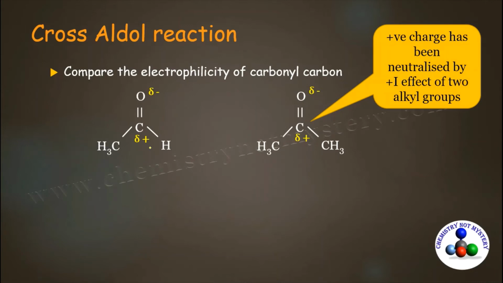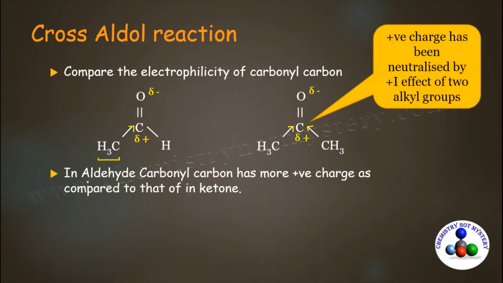They both have carbonyl carbon, and due to the polarity in carbonyl group, carbonyl carbon is partly positive. In aldehyde, there is one alkyl group. It donates electron density through plus I effect. That's how it reduces some amount of positive charge over carbonyl carbon. In case of ketone, there are two alkyl groups that donate electron density through plus I effect. So in case of ketone, positive charge has been neutralized by plus I effect of two alkyl groups. That's why in aldehyde, carbonyl carbon has more positive charge as compared to that in ketone.